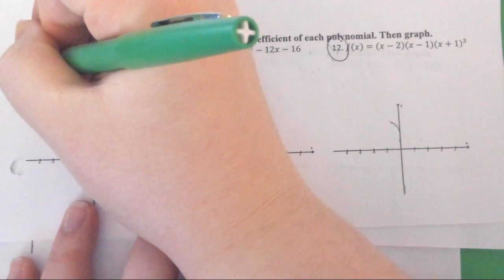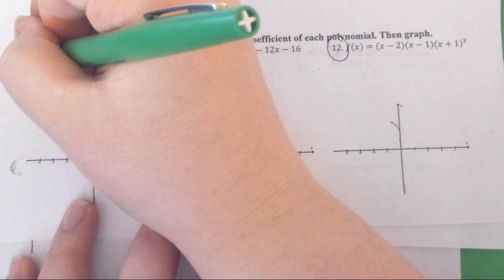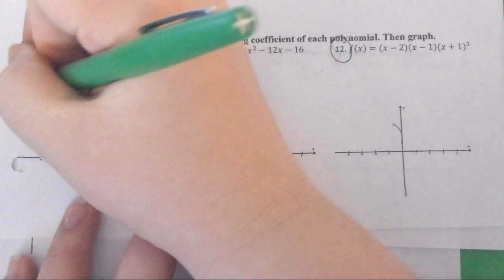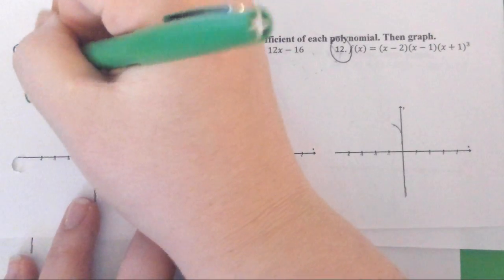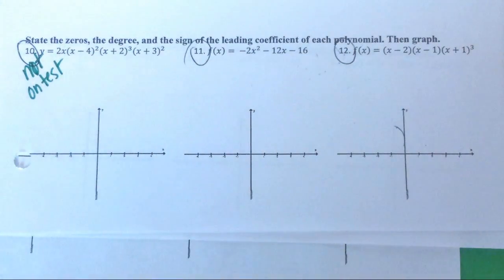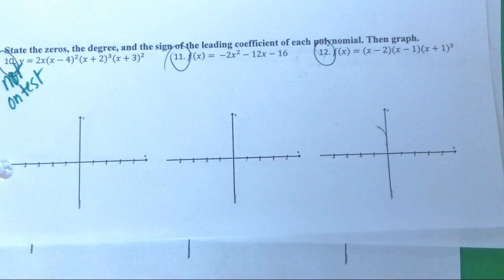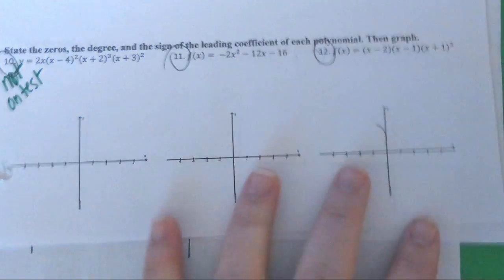Kelsey, you get a point. Not Kelsey, it's Mackenzie. It was you, right? It was Mackenzie. Okay, so 10's not on the test, and the reason is its degree is too high. Okay, and then tell me what else is not on the test. 11, 12. Why is 12 not on the test?